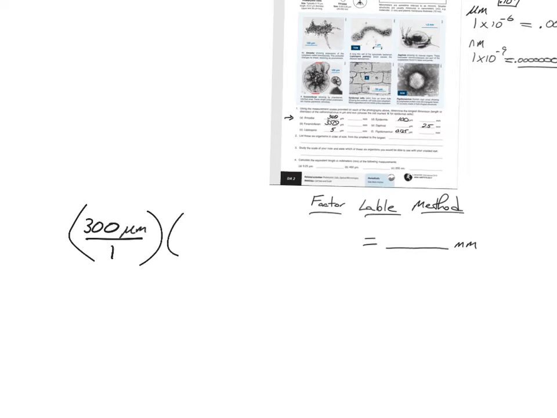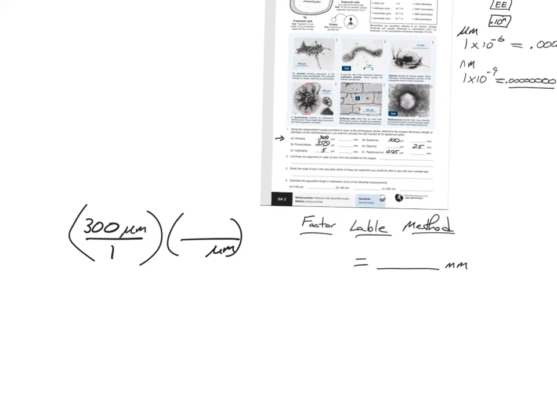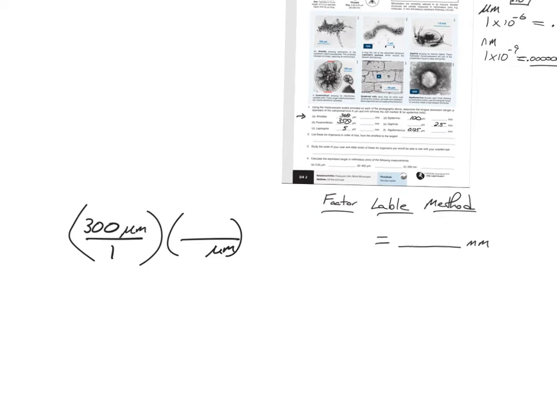Well, how are we going to get rid of micrometers? You have to cancel them out, right? So micrometers is on the bottom. What can we convert micrometers to? You have to convert it back. We have 10 to the negative 9 what? Meters. In 1 meter, you have how many? 10 to the what? Negative 9. I'm sorry, that's not true. One times 10 to the negative 9 meters equals 1 micrometer.